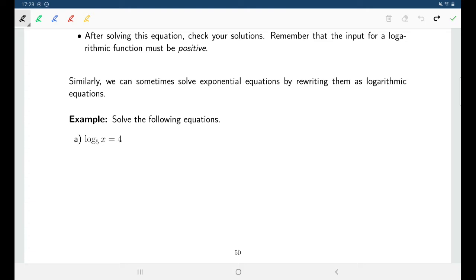Okay, so the first one is going to be the most straightforward one of all. We have log base 5 of x is equal to 4, which as an exponential equation would be 5 to the power of, and we would be switching the inputs and the outputs. x was the input for the logarithm, so x is the output for the exponential function. And 4 was the output for the logarithm, so 4 should be the input for the exponential function. So x is 5 to the power of 4, or in other words, x is 625.